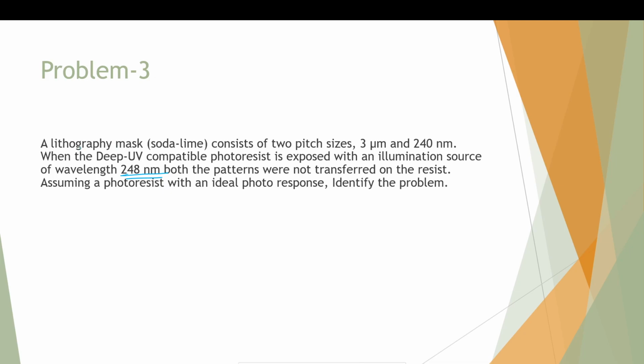Yeah, so in this problem they are saying that a lithography mask consists of soda lime material, and there are two pitch sizes. But when they are doing exposure with source of 248 nanometer, both the patterns were not transferred on the resist. So neither 3 micrometer pattern nor 240 nanometer pattern is transferred on the resist. Assuming the photoresist with an ideal photoresponse, identify the problem. So what might be the problem?